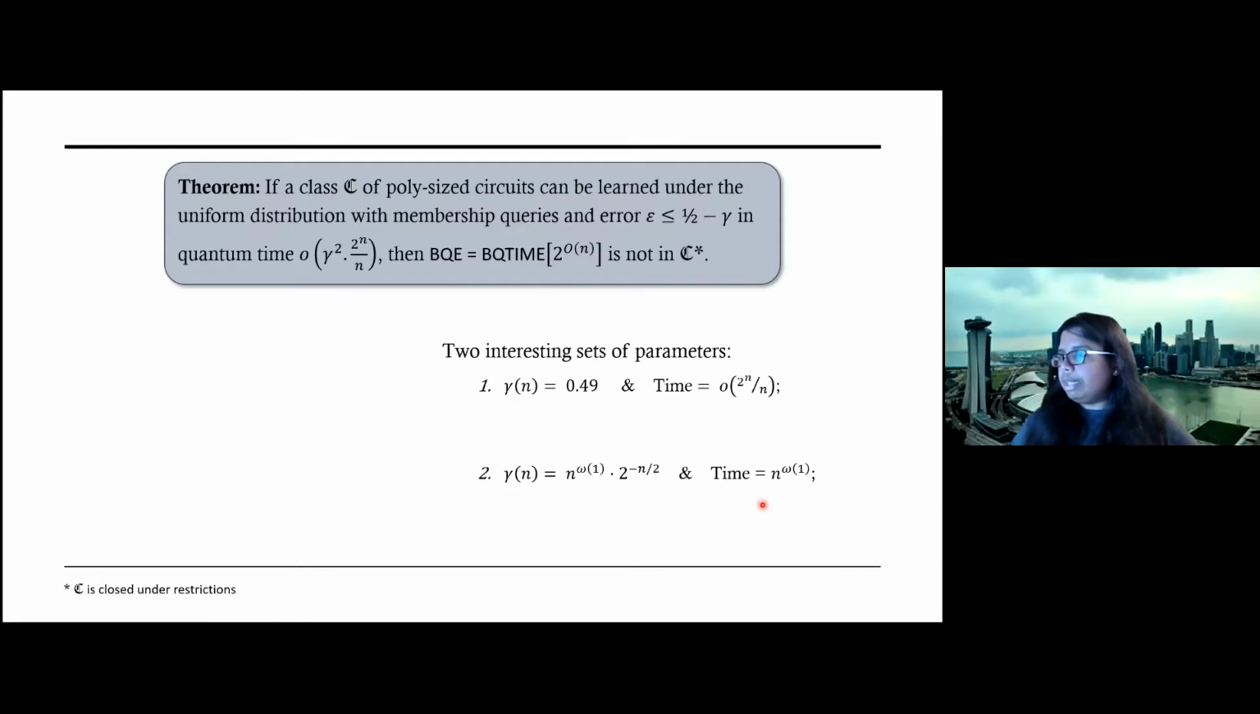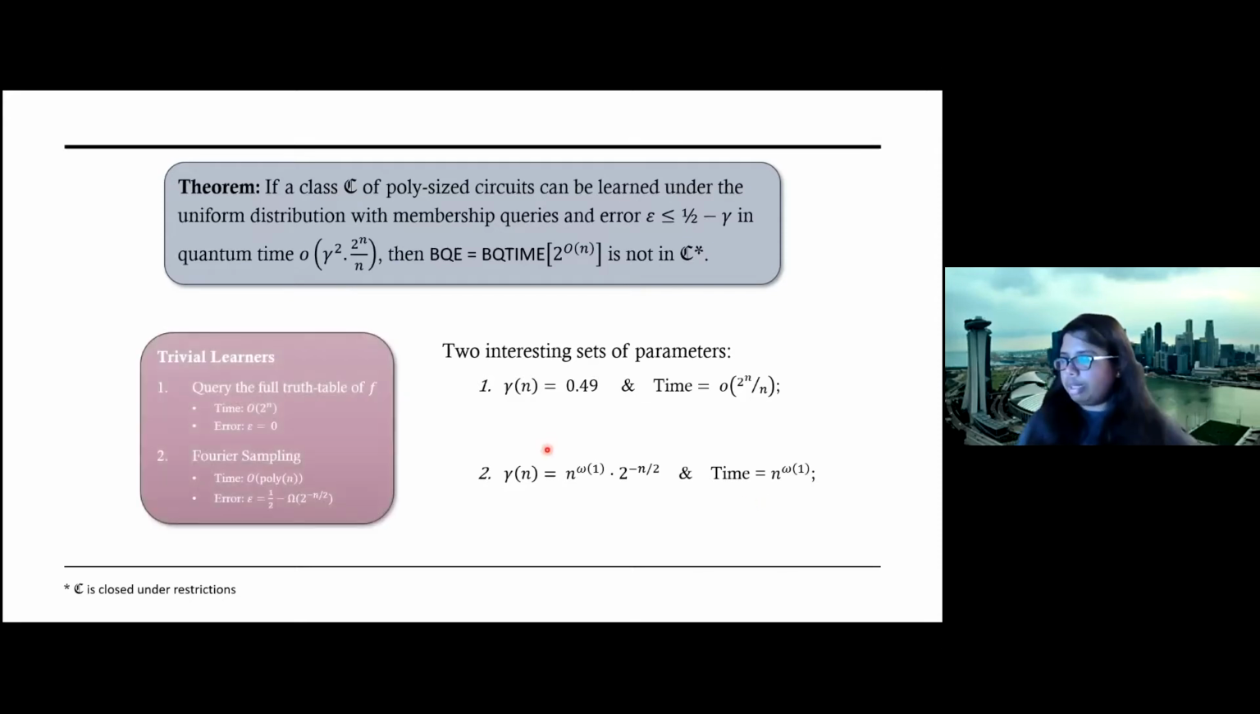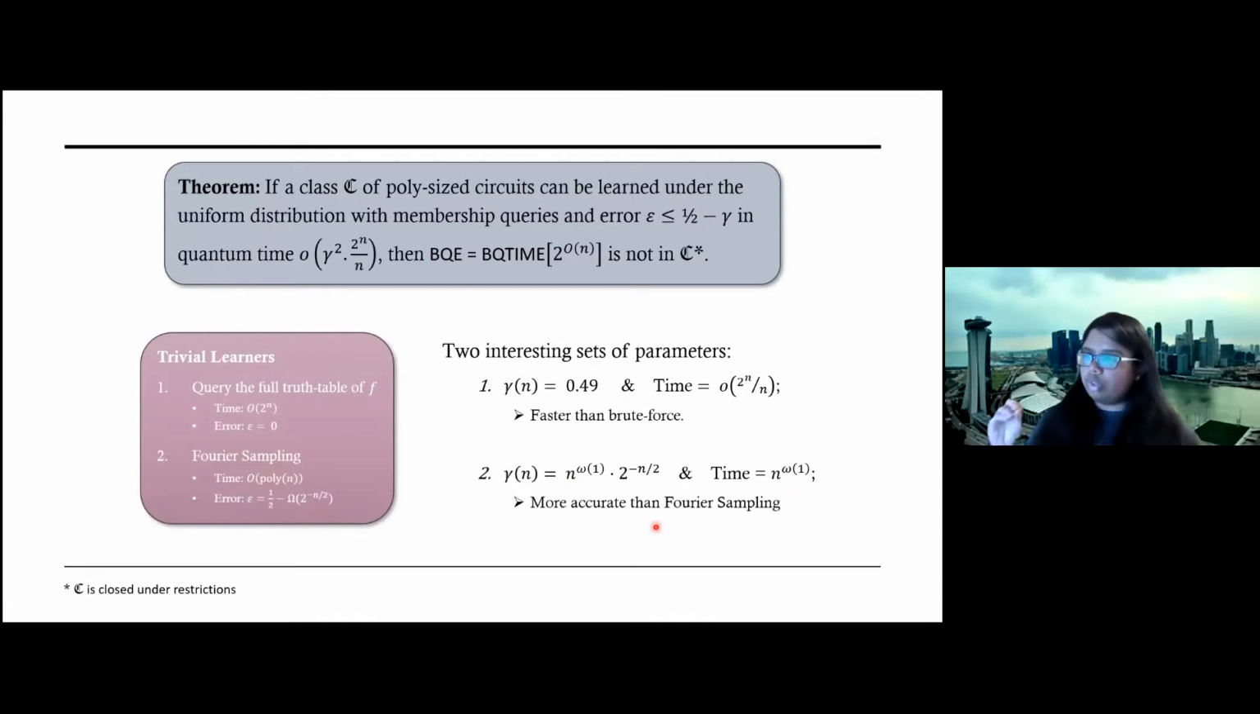Why are these two parameters interesting for us to consider? Well, if we go back to what we discussed about the trivial learners, the first case is faster than just a brute force type algorithm. And the second case is just a little more accurate than Fourier sampling, because the error you would get is not going to be 2 to the minus n over 2, but something with a super polynomial factor attached to it. So if you have any learning algorithm for this specific circuit class that does even a little better than these trivial algorithms, then essentially we can get a circuit lower bound out of it.